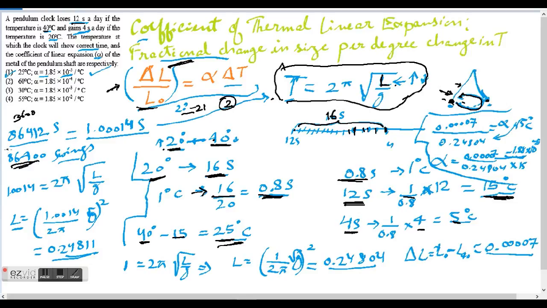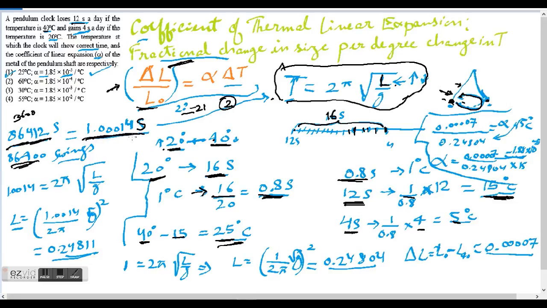I hope this is quite intuitive. Since it is losing 12 seconds in a day, it means that it will take 86,412 seconds to do 86,400 swings. So which comes to around 1.00014 seconds. This is an approximate value. So it's actually taking longer than a second, and since it is taking longer than a second, it's going to get slower, right? So for each swing, it's taking these many seconds.